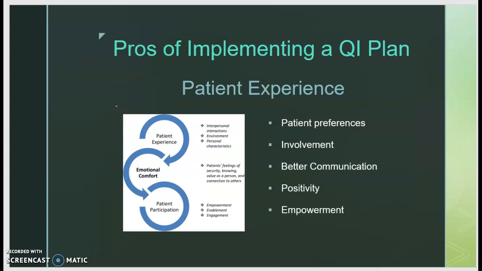These are pros for implementing a QI plan. Patient's experience. With patient's experience, we need to make sure that the patient's preferences, the involvement, better communication, positivity, and empowerment are met. So for patient preferences, we want to make sure that the patient has a pleasant experience, positive from the time that they walk in the door until the time that they leave.